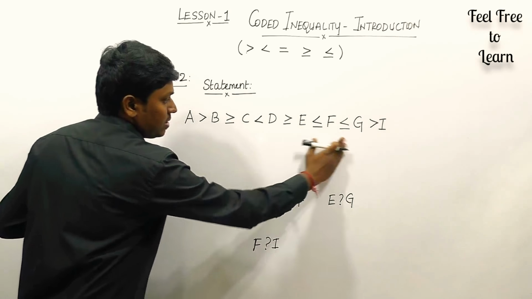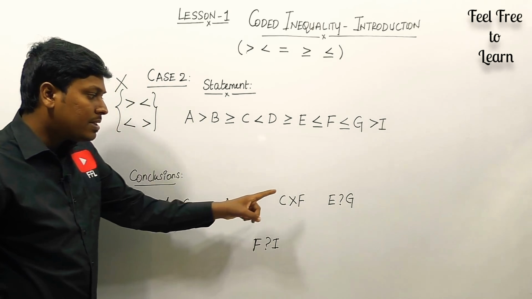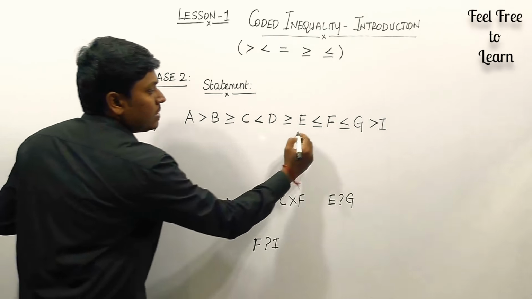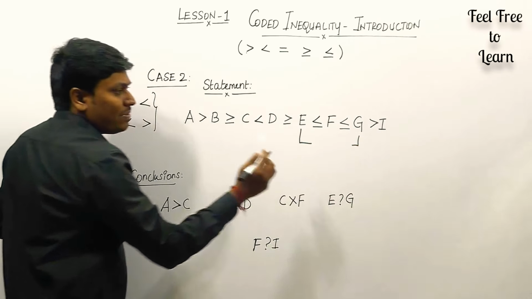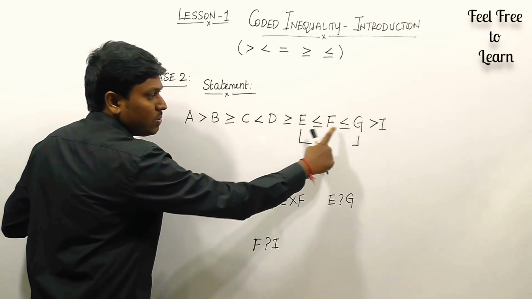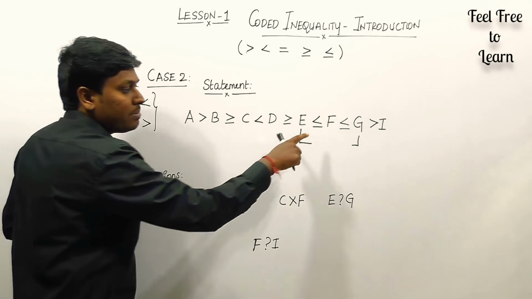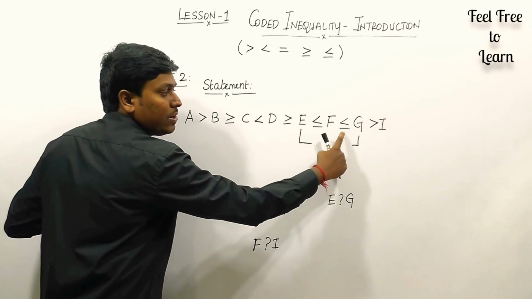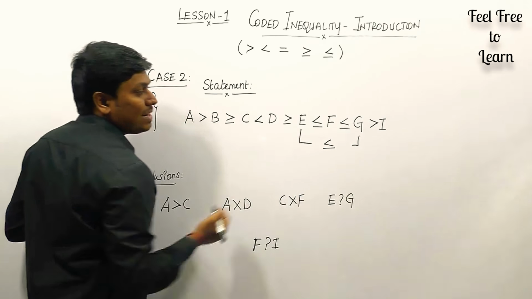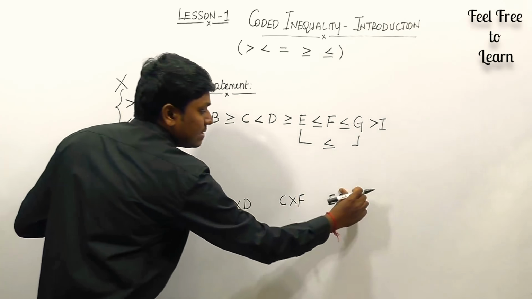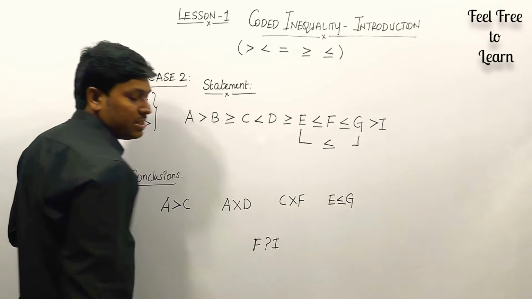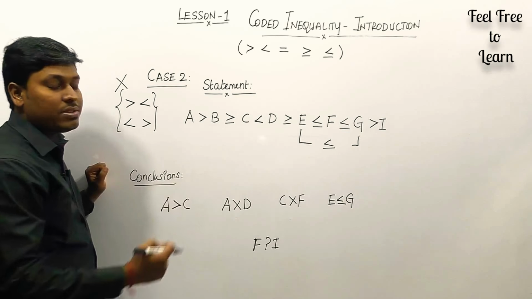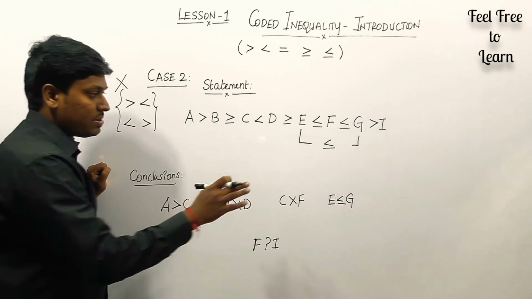So the fourth conclusion: we need to find the relationship between E and G. While comparing E and G, we have only two symbols, less than or equal to, less than or equal to, and the common symbol is less than, is also common, equal to is also common. So finally, while comparing E and G, we got the answer that E is less than or equal to G. So the answer for this question is E less than or equal to G.